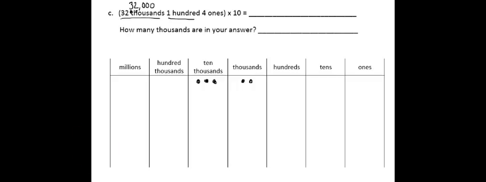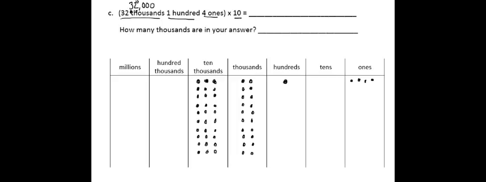Now let's draw the 100. 1 disk in my hundreds place and 4 ones. 4 disks in my ones place. And I'm going to multiply each of those by 10. Follow the same process. Start with my 10,000 disks and grow them to be 10 times as large. I'll do the same thing for my thousands and my hundreds and finally my ones.